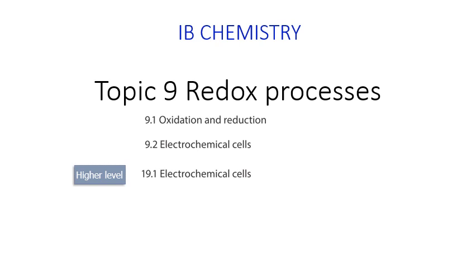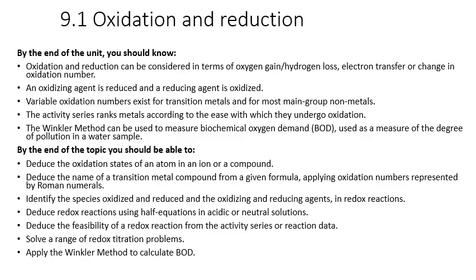So welcome to the second to last topic for HL IB chemistry. Topic 9, redox processes. Basically there are two SL topics, oxidation and reduction, and electrochemical cells, and one HL level topic in this unit, electrochemical cells. Today we're going to focus on the first one, 9.1, oxidation and reduction.